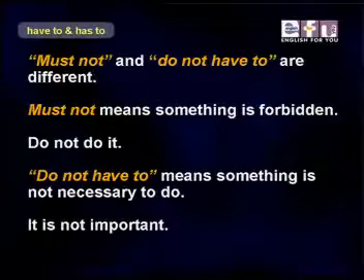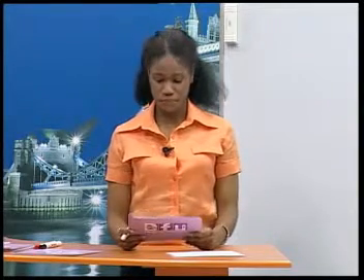Now we need to look at the negative forms of have to or has to. Take a look at the computer and follow along for these explanations. Must not and do not have to are different. Must not means something is forbidden, do not do it. Do not have to means something is not necessary to do. It is not important. For the first and second person singular and for plural subjects, we use don't.